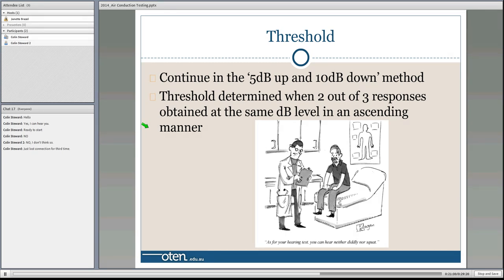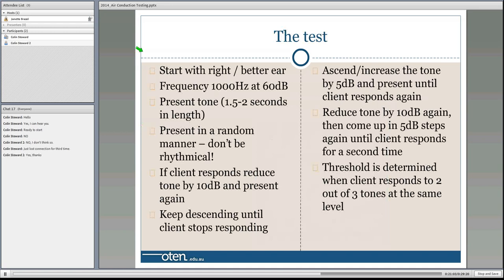Does that make sense? So let's pretend we're doing a test. We start with the right ear or the better ear. Now, in your interview, you would have said to the client, are both your ears the same or is one worse than the other? If they've said they're both the same, protocol is you generally start with the right ear. If they say that the left ear is their better ear, start with the left ear, because we want to make the first sound they hear a fairly easy one. So if they say, oh, I can't hear anything in my right ear, what's the point of starting with that one? So always start with the better ear.